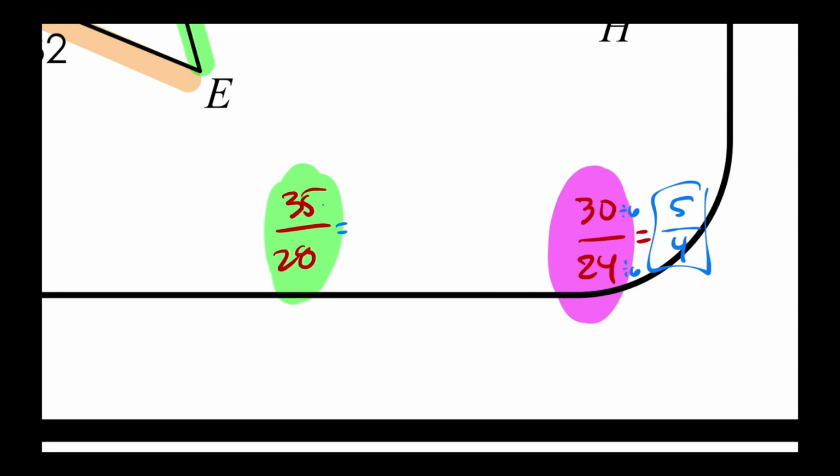By 7, exactly. So divide by 7, divide by 7. 35 divided by 7 is 5. 28 divided by 7 is 4. Oop, we're looking good. 5/4, 5/4.